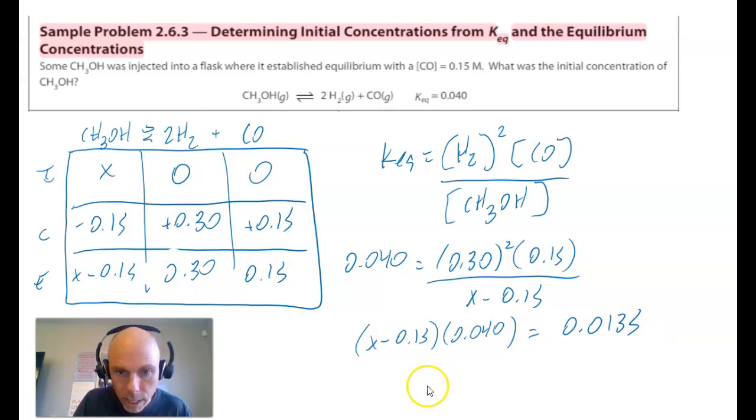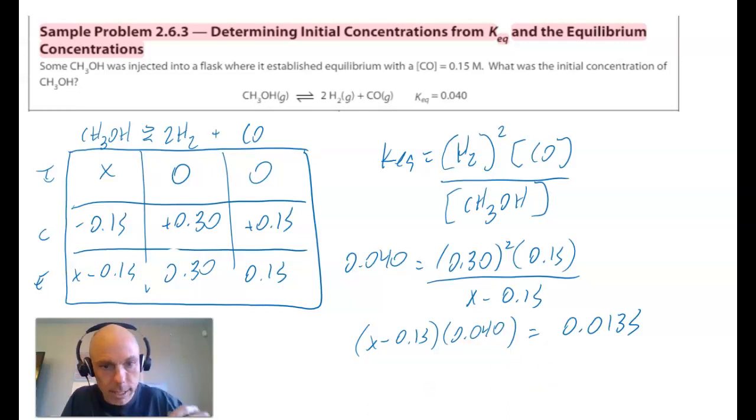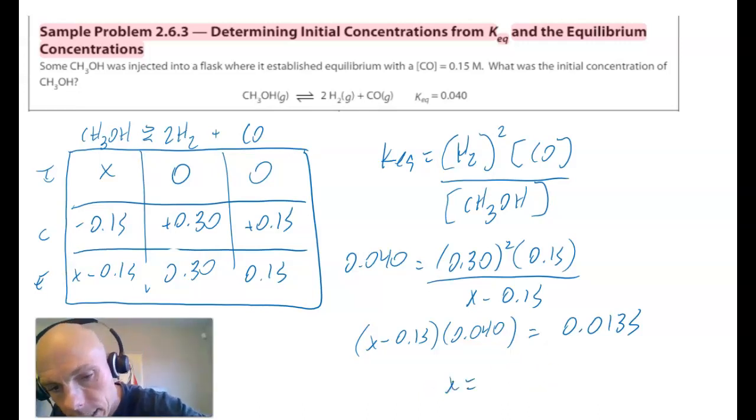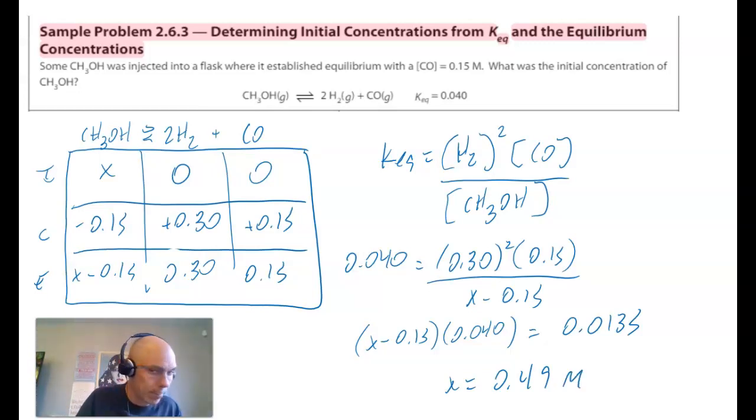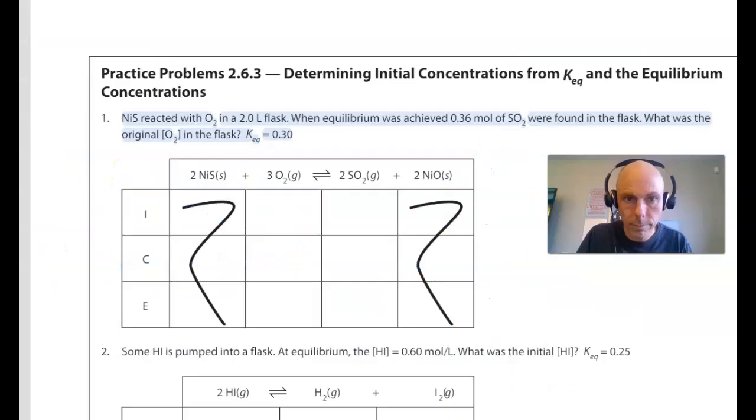I'm going to divide both sides by 0.04, add 0.15 to both sides, and when I do that, I get X equaling 0.49 molar. And that is our final answer because X in our ice table was the initial concentration of methanol, and that's what's being asked for. 0.49. Once again, fabulous job, folks.